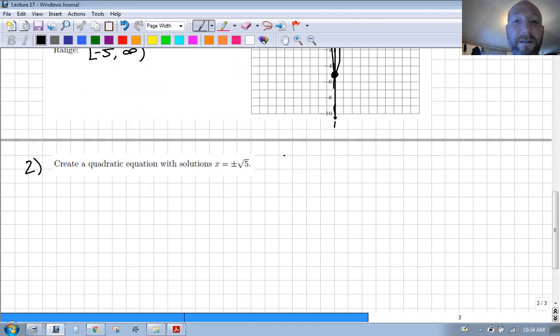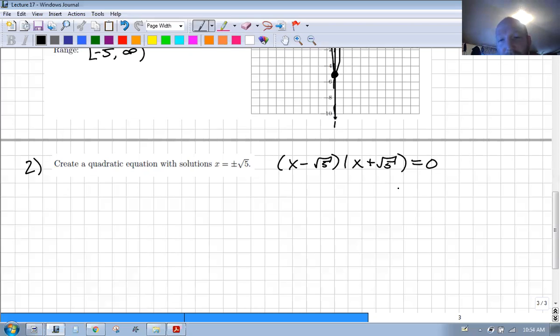This one's easy. X minus the square root of 5 times x plus the square root of 5 equals 0. Right? Remember when you solve equations, you usually factor it first. If this is 0, it doesn't matter what this is. And if this is 0, it doesn't matter what this is. So when you solve, you factor and then set each one equal to 0. Right? So the solution here would be square root of 5. Over here it would be a negative square root of 5.